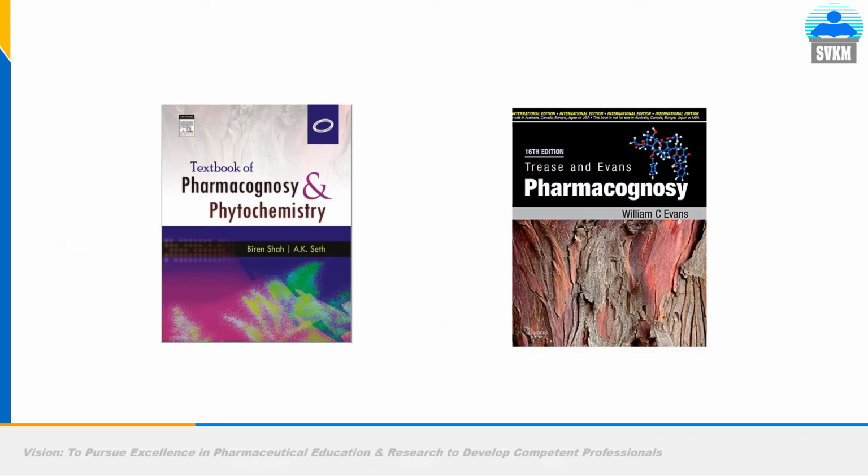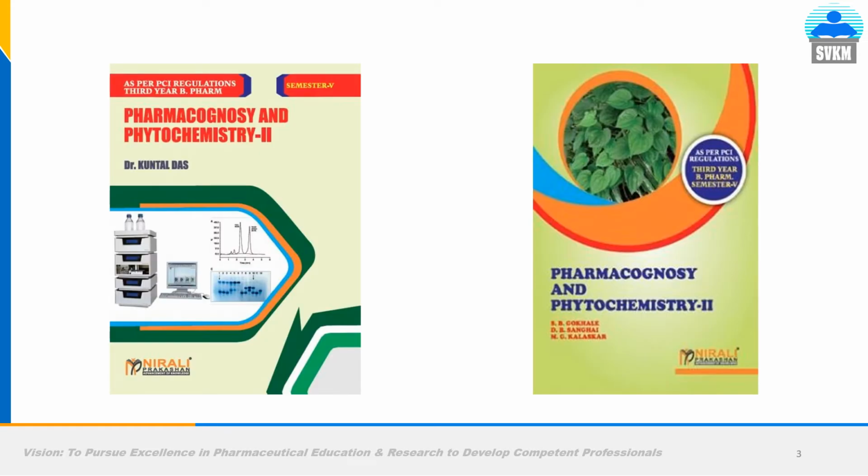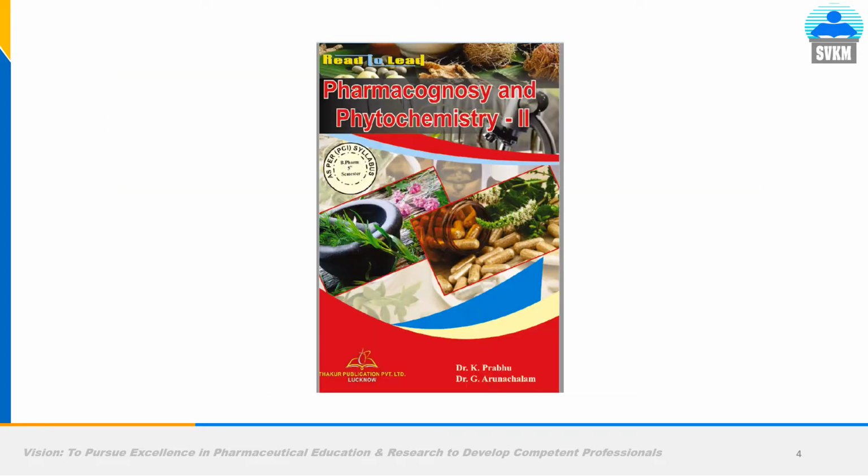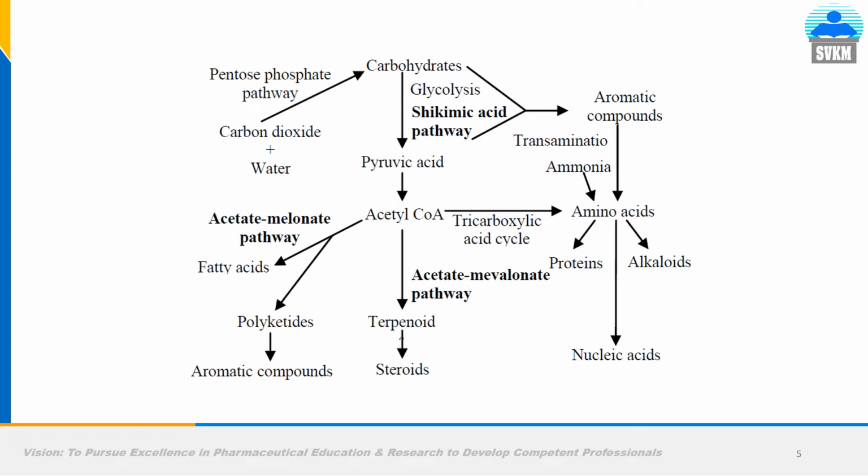The content in this video has been taken from books like Trease and Evans, and small books highly customized as per the PCI syllabus by Nirali Prakashan. These are the books by Nirali Prakashan, and one is by Thakur Publication. So what are the various pathways for formation of primary and secondary metabolites?